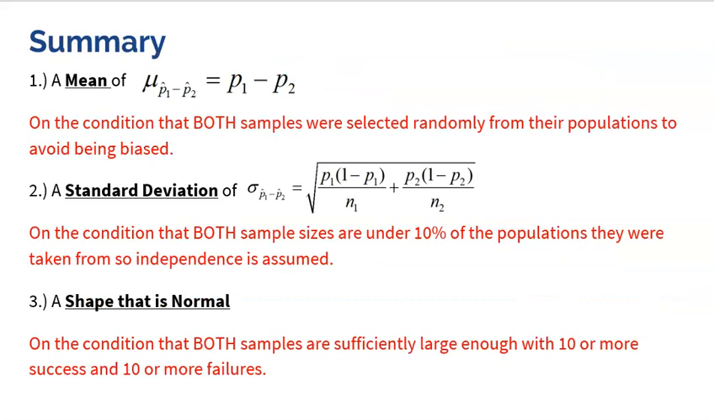So here's a summary of all this: mean, standard deviation, and the shape. Please make sure all conditions are checked. Unfortunately, now we have to check all the conditions twice because we have to make sure both samples are random. Both samples have to be under 10% of the populations to assume independence, and both samples have to be large enough, with 10 or more successes and failures. So it's a little bit more work to check those conditions, but you definitely have to do it.